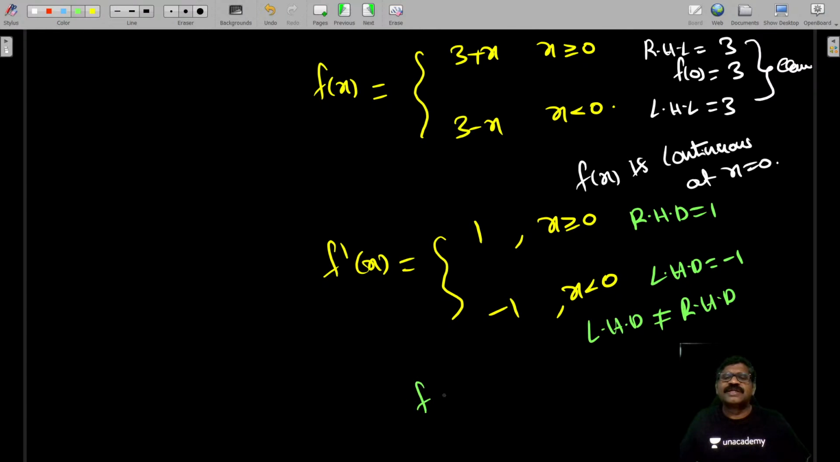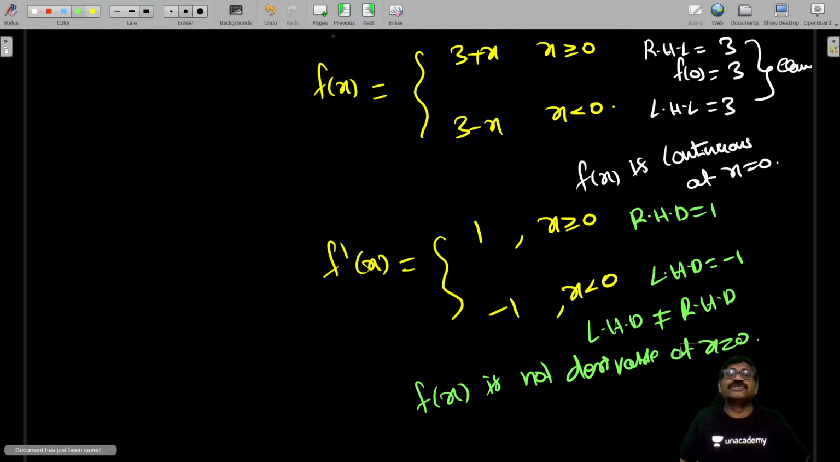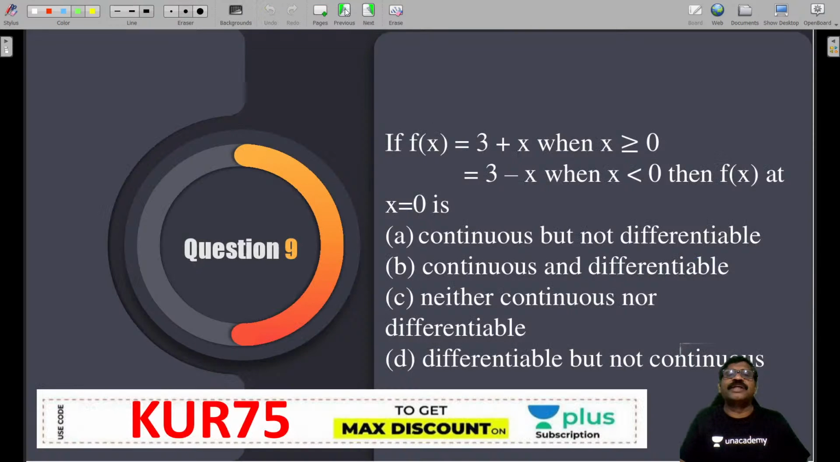Therefore, f of x is not derivable at x equal to 0. The function is continuous at x equal to 0 but not derivable at x equal to 0. The function is continuous but not differentiable is the correct option.